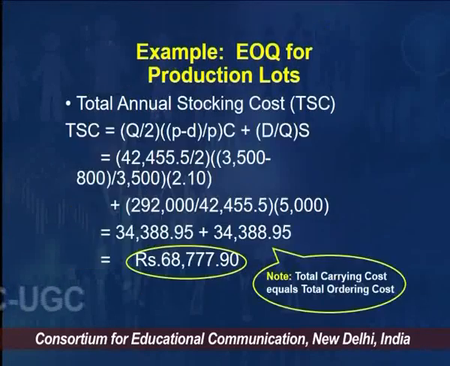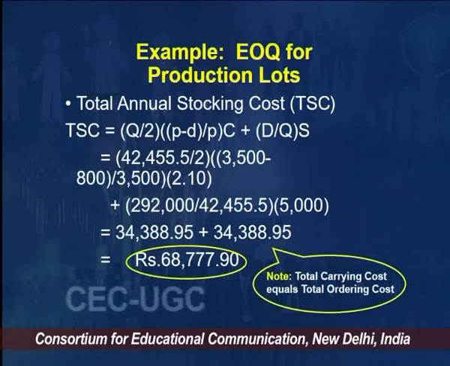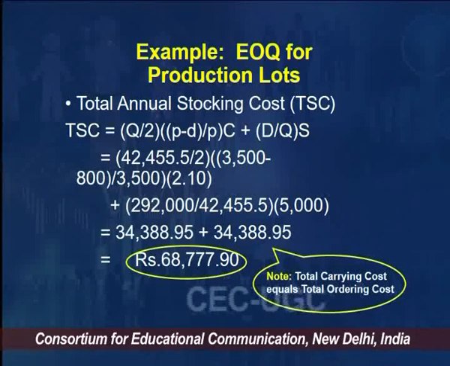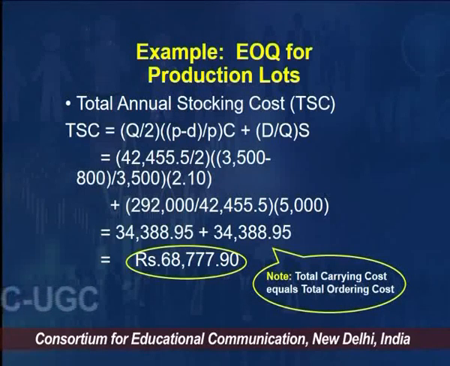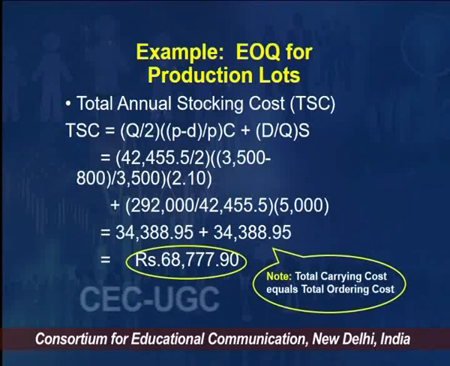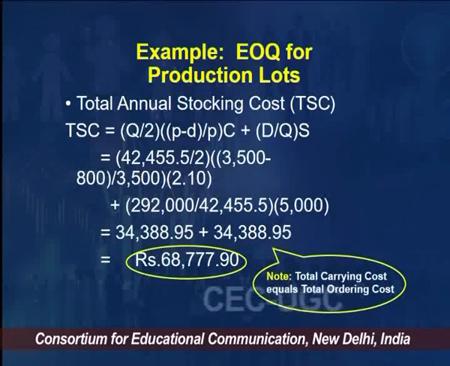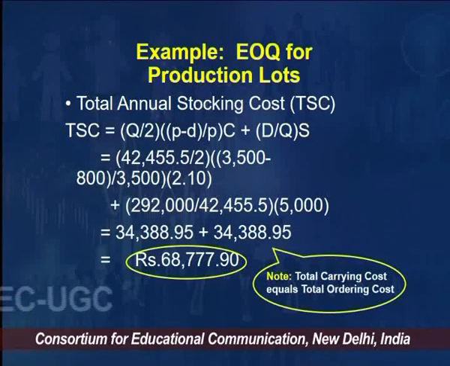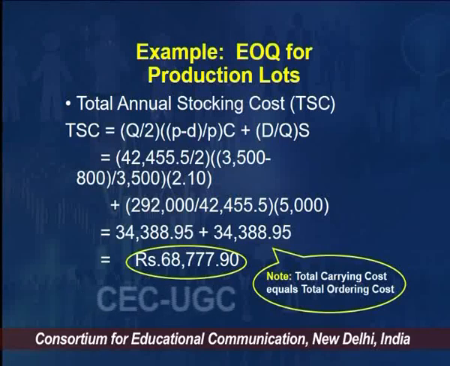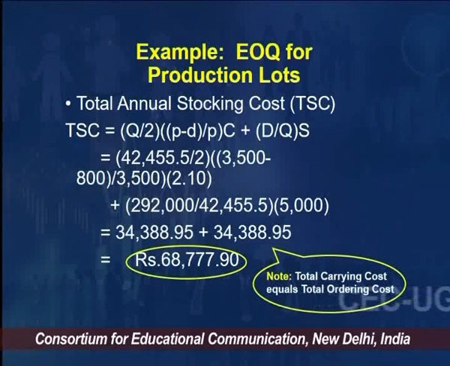And then for the annual stocking cost, you can again put it in the formula. That is, total stocking cost is equal to carrying cost plus ordering cost. So put the formula, put the values that are given, and what you get is 68,777.90. And here again you will see that the carrying or holding cost is equal to the ordering cost, which is 34,388 rupees. And so therefore finally we will see this.